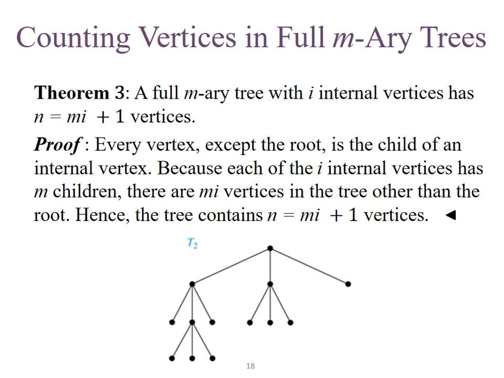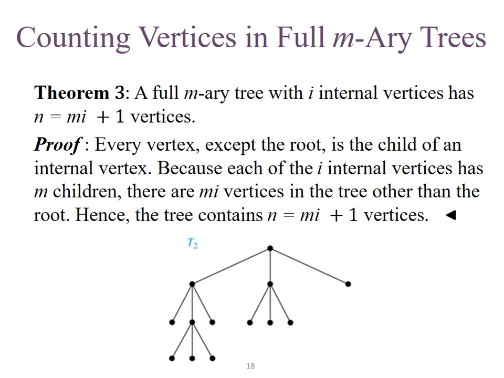Okay, next one is also a theorem. A full m-ary tree with i internal vertices has n equals mi plus 1 vertices. n means the total number of vertices. So if we already know this tree has i internal vertices, how do we infer the total number of vertices of this tree? It is n equals mi plus 1.